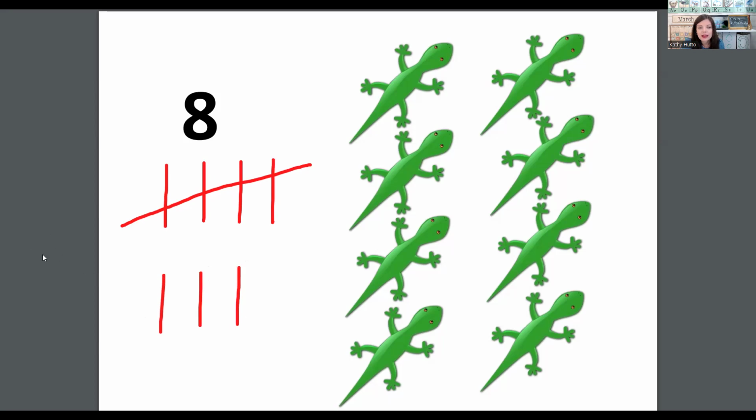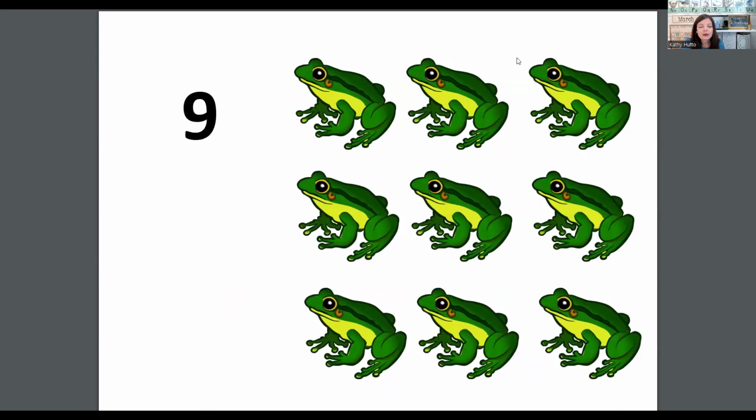5 and 3 more makes 8. How many frogs? 9. 1, 2, 3, 4, 5, 6, 7, 8, 9.